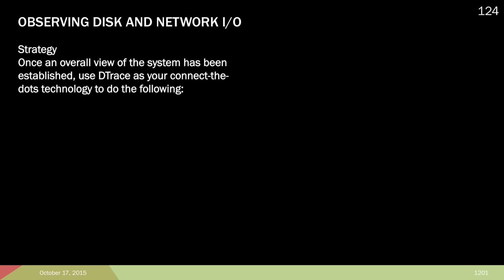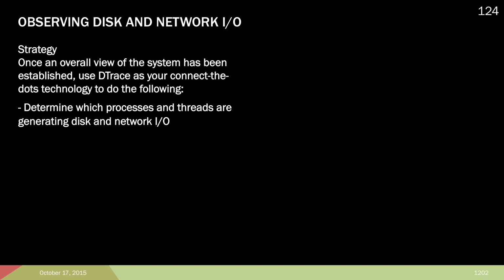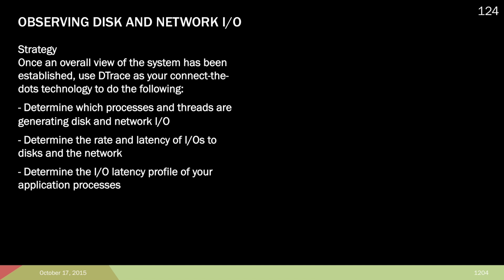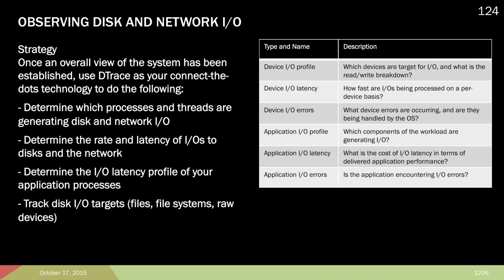Observing disk and network I/O. Once an overall view of the system can be established, use DTrace as your connect-the-dots technology to do the following. Determine which processes and threads are generating disk and network I/O. Determine the rate and latency of I/O to disks and the network. Determine the I/O latency profile of your application processes. Trace disk I/O targets: files, file system, raw devices. Device I/O profile: which devices are targets for I/O and what is the read-write breakdown? Device I/O latency: how fast are I/Os being processed on a per-device basis?